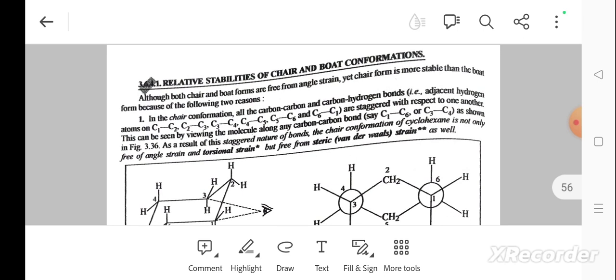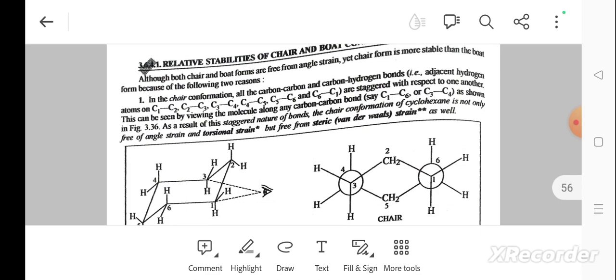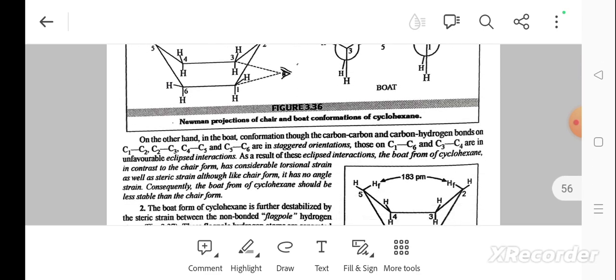Relative stability of chair and boat configurations. Although both the chair and boat forms are free from angle strain, the chair form is more stable than the boat form for the following two reasons. In the chair form configuration, all the carbon-carbon and carbon-hydrogen bonds are staggered, as shown in figure 3.36. As a result of this staggered nature of the bonds, the chair configuration of cyclohexane is not only free of angle strain and torsional strain but free of steric strain as well.